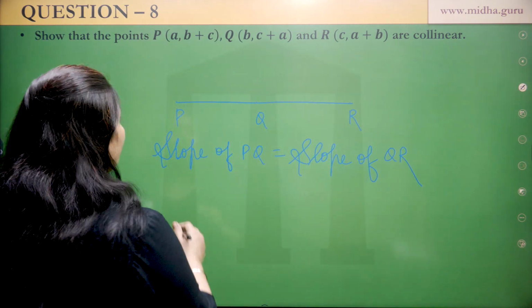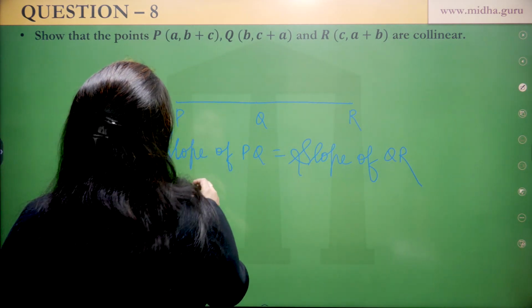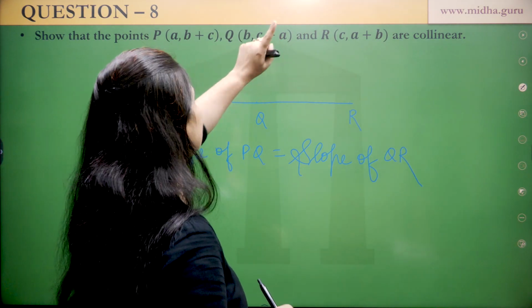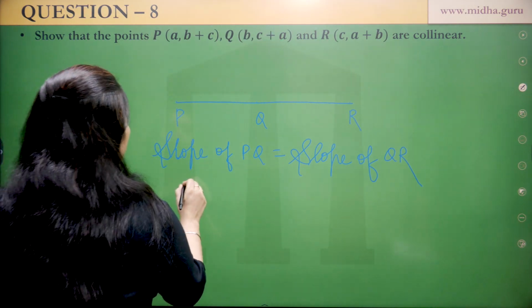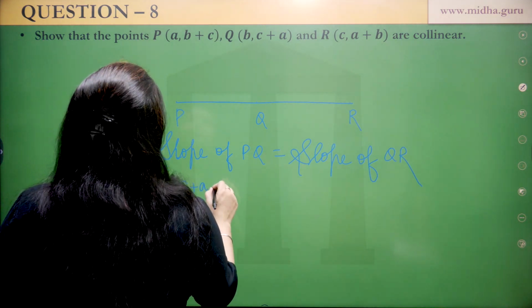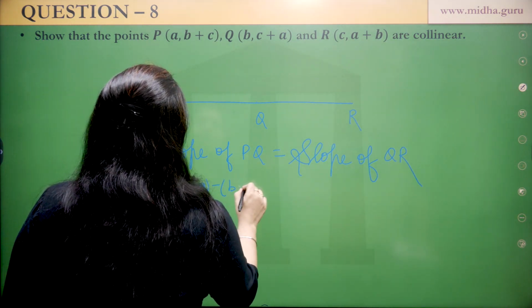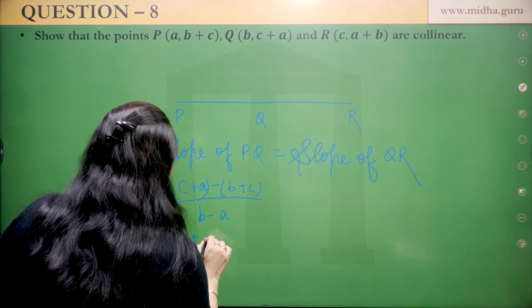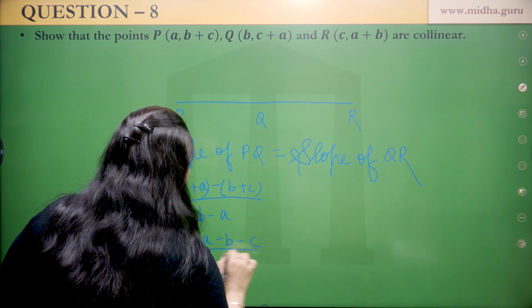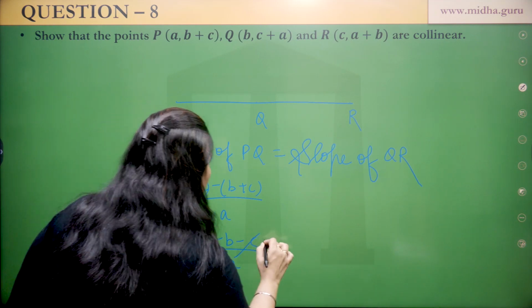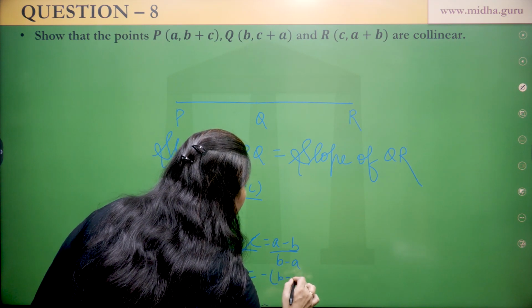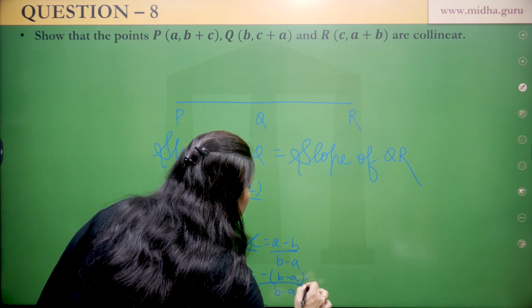So what is the slope of PQ? Let us find out the slope of PQ. A comma B plus C and B comma C plus A are the coordinates of P and Q. So it will be C plus A minus B minus C by B minus A. This gets cancelled out and we are getting A minus B by B minus A, which is minus 1. We can take minus 1 common. So we are getting minus 1 here.